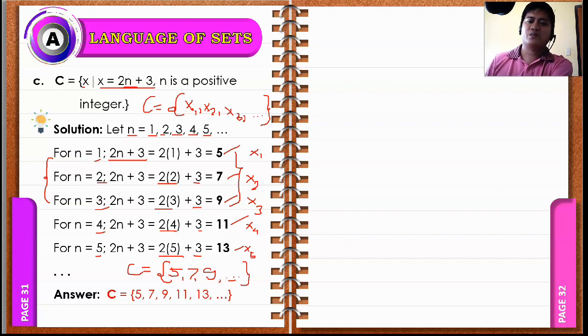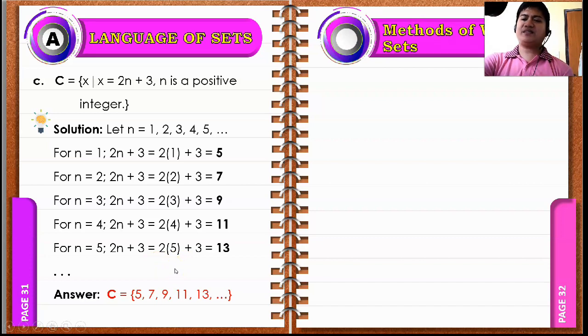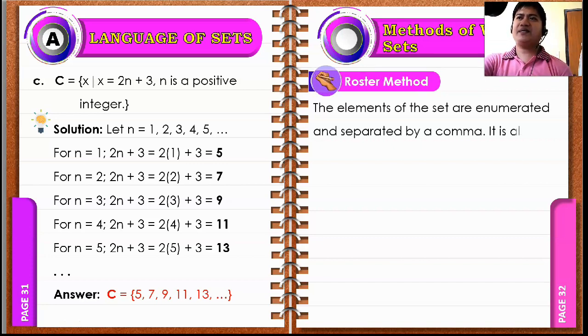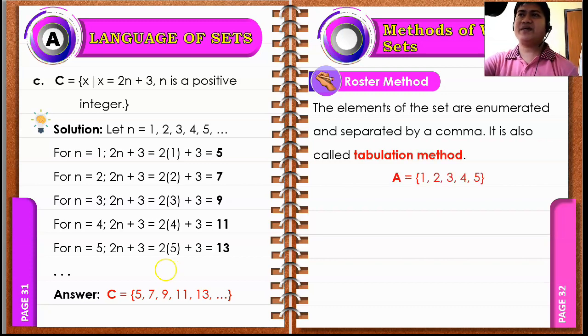Okay, that's it. So there are 2 methods of writing sets, either by roster method or by rule method. Let's first define what a roster method is. The elements of the set are enumerated and separated by commas, and it is also called the tabulation method. Usually in writing the set, this is enclosed with braces. So we have set A with elements 1, 2, 3, 4, and 5. This is how to write the set using the roster method.